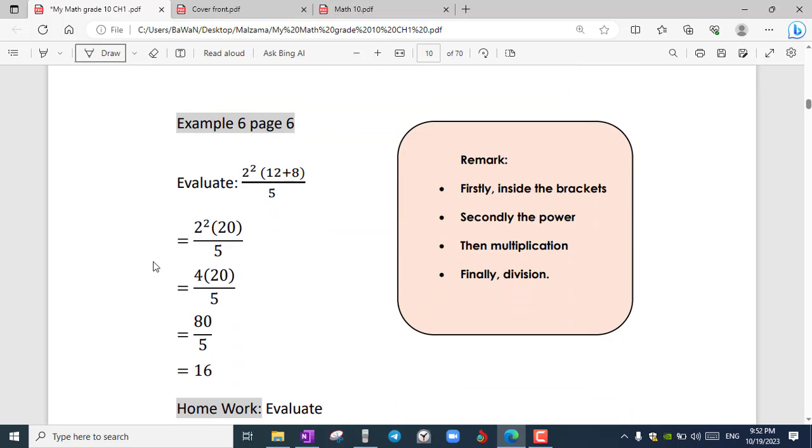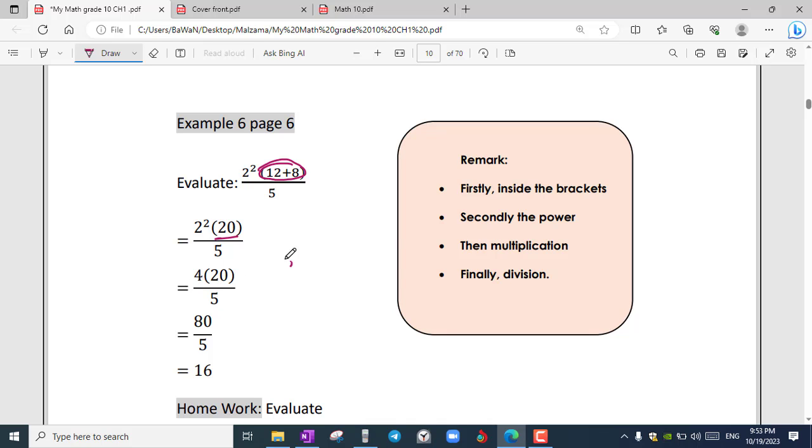Let's see an example. Evaluate 2 squared multiplied by 12 plus 8 all over 5. According to the notes before, we should do inside the bracket first. 12 plus 8 is 20. 2 power 2 is 4. So the bracket is done, the power is done.